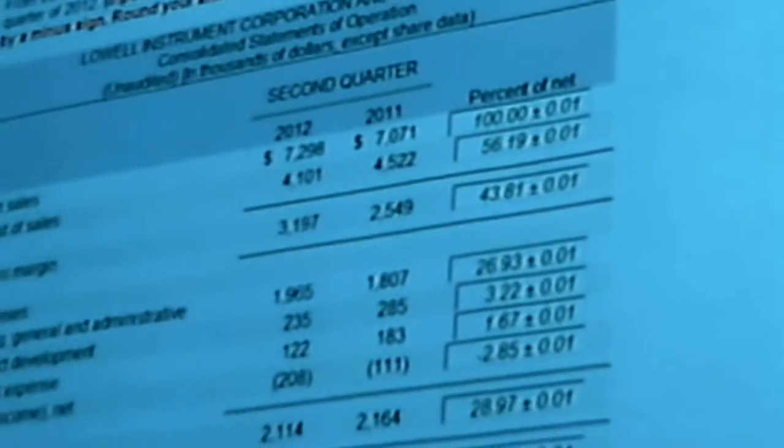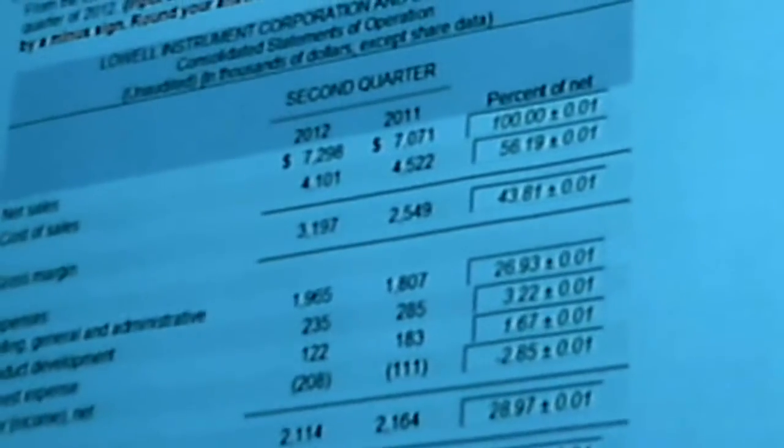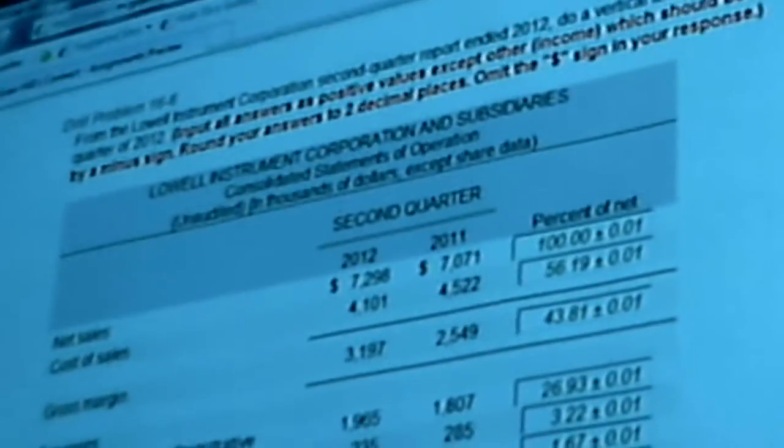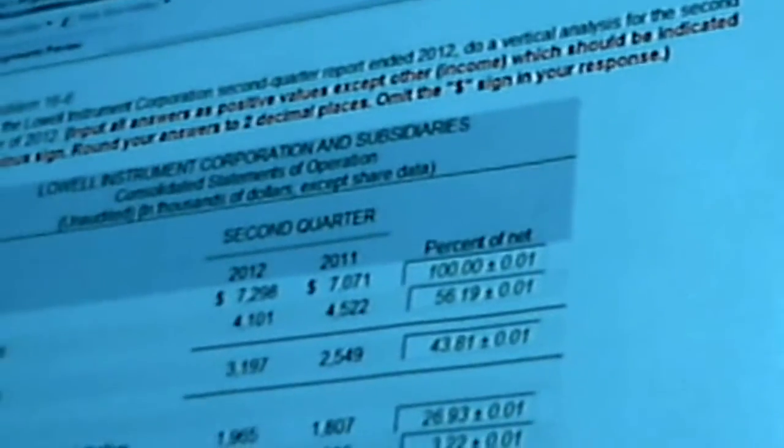Yes. I got confused. I didn't notice it's a vertical income statement, and I was comparing it to the balance sheet, and that's what I did.